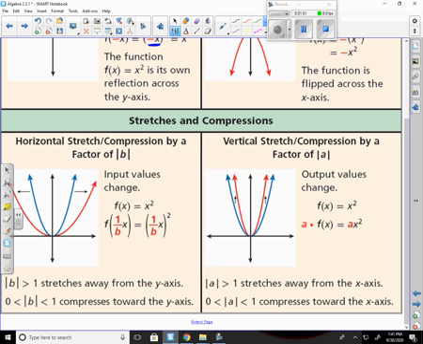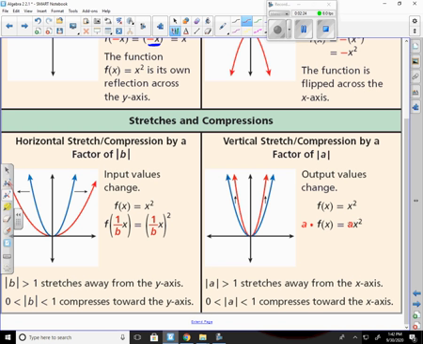So the only time that it's going to be a horizontal compression is if the number is between 0 and 1, or a fraction or decimal smaller than 1. A vertical stretch and compression is multiplied by the x squared on the outside. So it doesn't get squared like when we're looking at horizontal. This number is also getting squared because it's in the parentheses. A vertical is outside of it. It does not get squared.